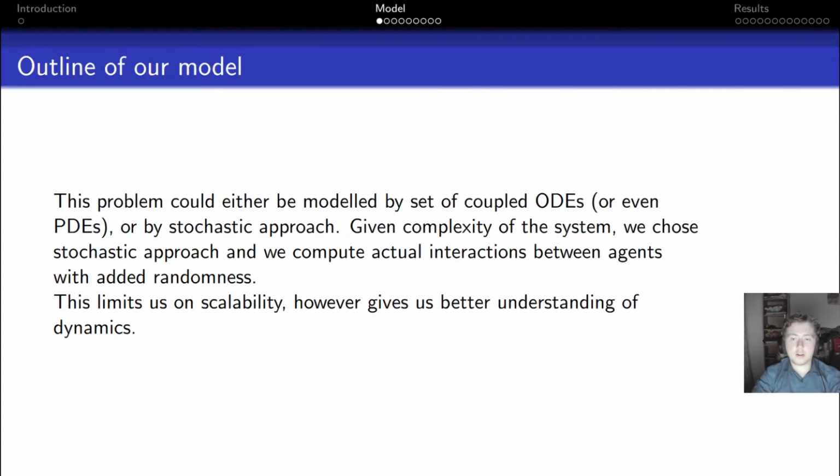Given the complexity of this system, we chose a stochastic approach, where we compute one-to-one interactions between agents, and at each run we add a bit of randomness to the parameters of our agents. This obviously limits us on scalability, as we have to model all the one-to-one interactions and we have to run the simulation over and over many times. However, we think this gives us a much better understanding of the dynamics of the system.